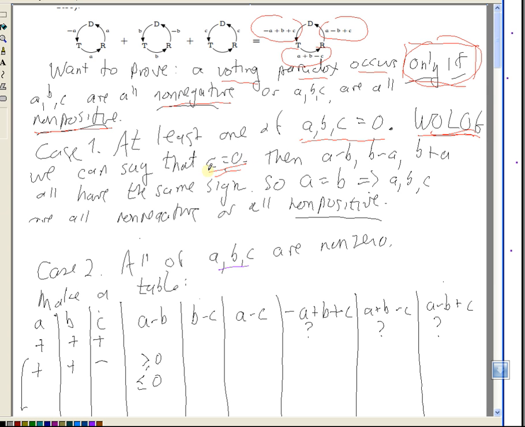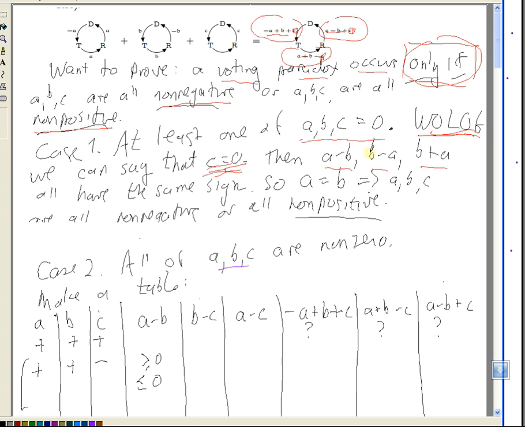Now, suppose C is 0. Then in order for a voting paradox to occur, what must be true? Well, if C is 0, I can cross out the C here, here, and here. If there's a voting paradox, this number, this number, and this number must all have the same sign. That is, they must all be non-positive or they must all be non-negative. I'm just writing that out here: A minus B, B minus A, and B plus A must all have the same sign.